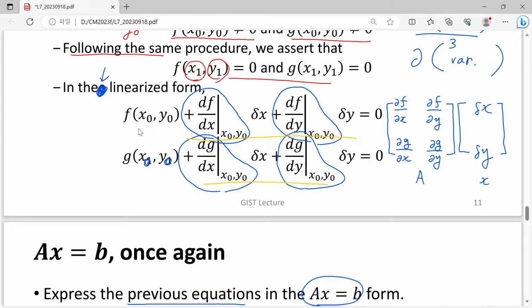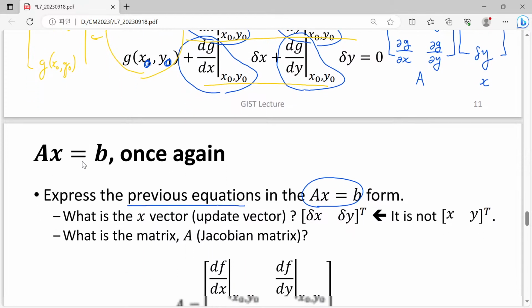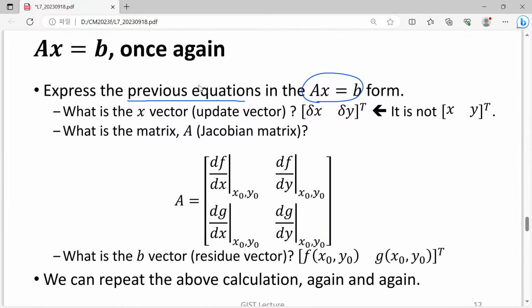And the remaining thing is, here we have f and f, so it can be written as, once again, f evaluated at the current solution and z evaluated at the current solution. So when we revisit this form, what is the update vector? We just take delta x and delta y as the entries of the update vector.